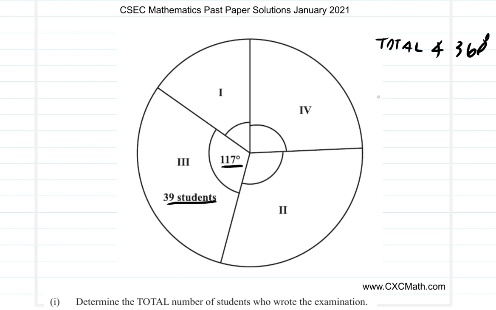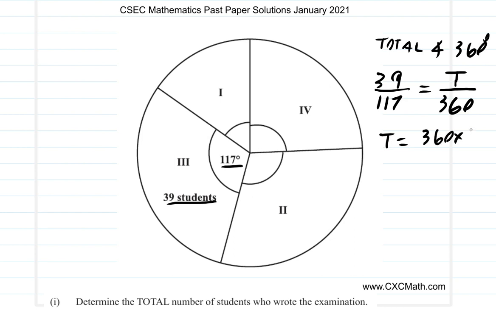If you do a little ratio of it, 39 students divided by 117 degrees is equal to, call it T number of students, divided by 360 degrees. See that? If we transpose to make T the subject, you're going to have T equal to 360 multiplied by 39 over 117. Another way to put it is 360 degrees divided by 117 degrees multiplied by 39. See that?